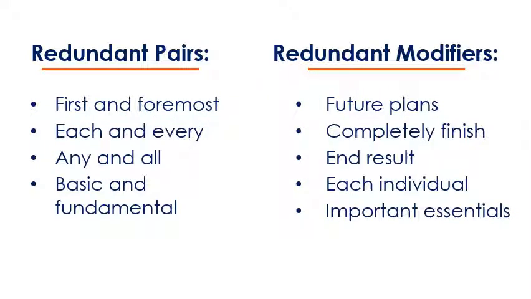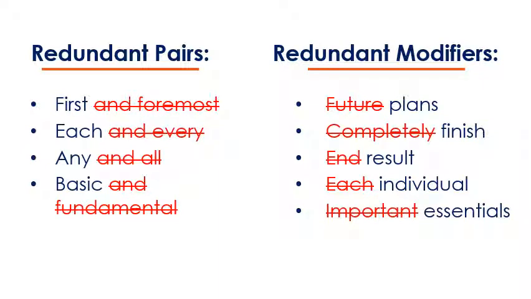Redundant pairs are just what their name suggests. They're pairs of modifiers that mean the same thing. Redundant modifiers, on the other hand, are 2-word phrases that contain both a modifier, or an adjective, and a noun, in which the adjective or modifier means basically the same thing as the noun. These include phrases like future plans, completely finish, end result, each individual, important essentials, etc.